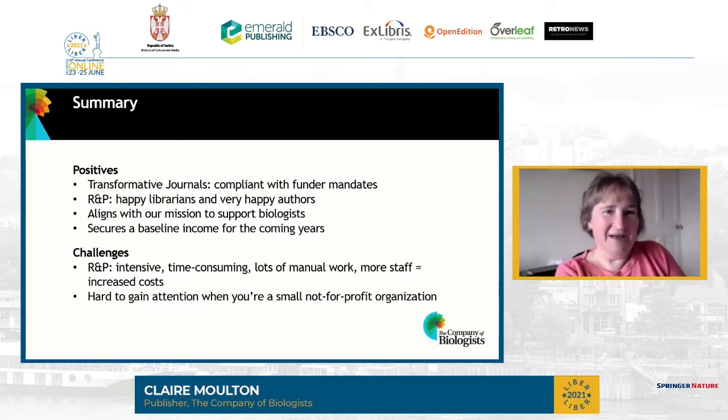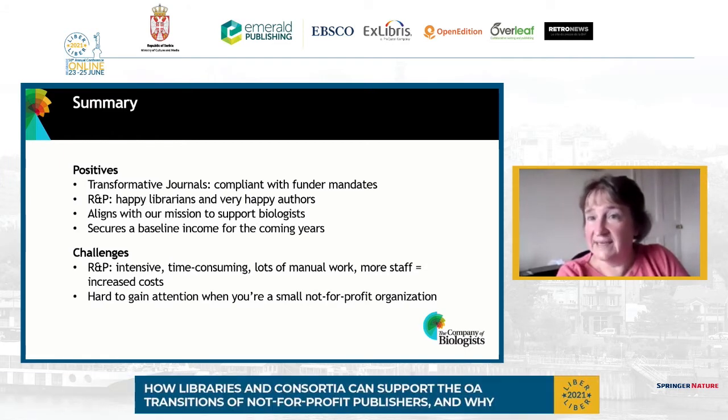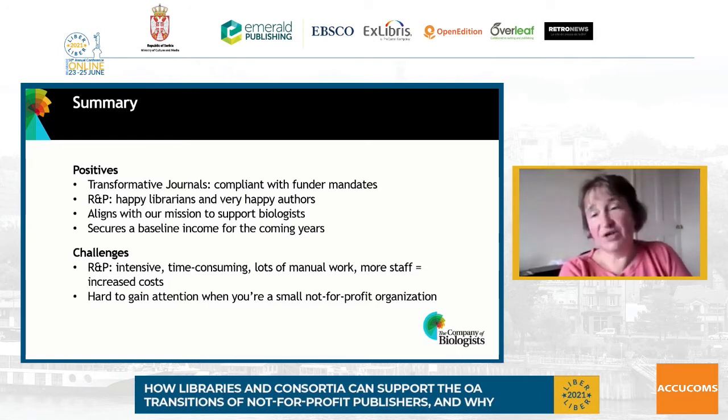So in summary, we've got transformative journals, which mean that we're compliant with funder mandates. We've got Read and Publish agreements, which are producing happy librarians and very happy authors. We feel that this transformative strategy aligns with our mission to support biologists, and it also secures a baseline income for quality publishing for the coming years. But there are definitely challenges as well. You'll hear from all the parties, lots of time-consuming manual work, which has increased our costs, and that it can be hard to gain attention when you're a small not-for-profit organisation.